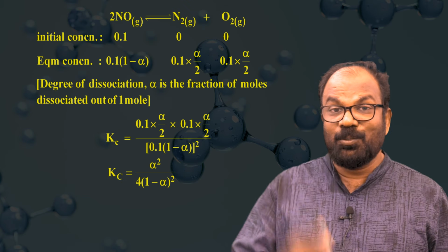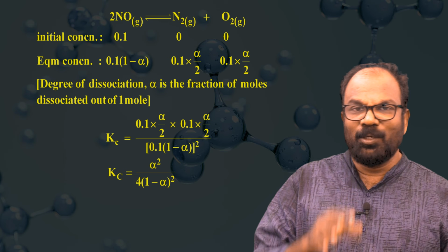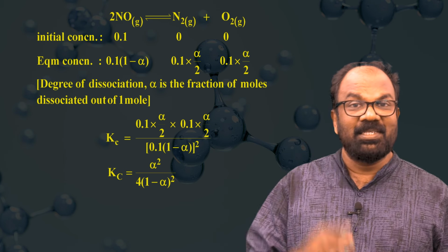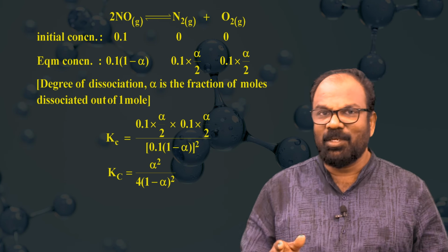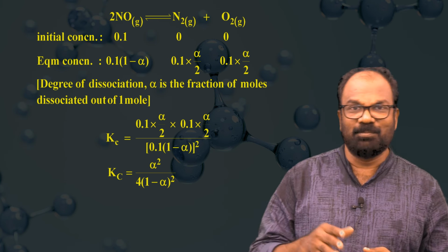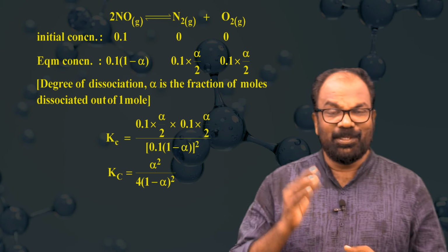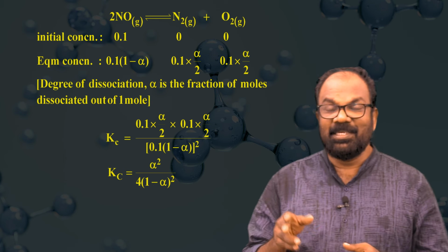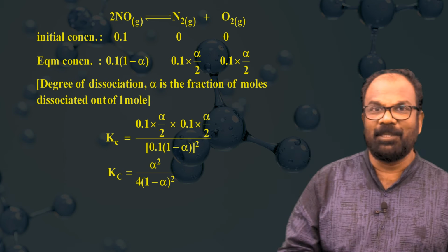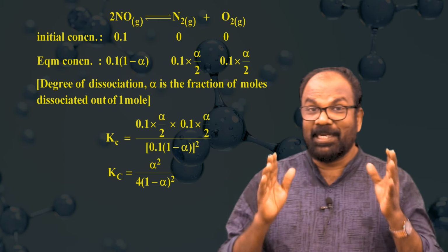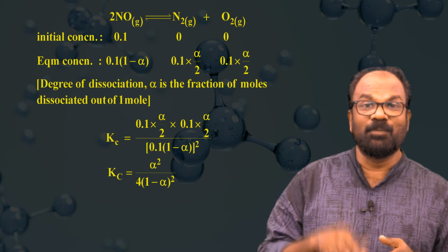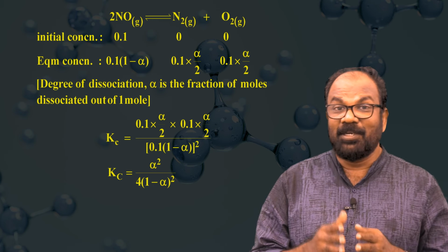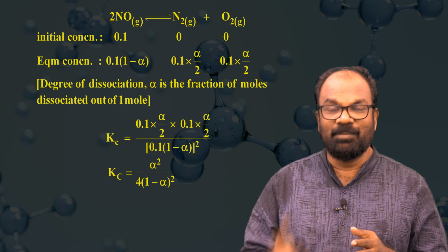Now in the second part of the question, it says that 0.1 mole of NO is taken in a closed vessel. We need to find out its degree of dissociation at equilibrium. Now the initial concentration of NO is equal to 0.1 mole per liter. Then the concentration of N2 is equal to 0 and O2 is also equal to 0. If alpha is a degree of dissociation of NO at equilibrium, the degree of dissociation means the fraction of moles dissociated out of 1 mole. That means if 1 molar NO were taken initially, then alpha molar of NO will be dissociated at equilibrium.